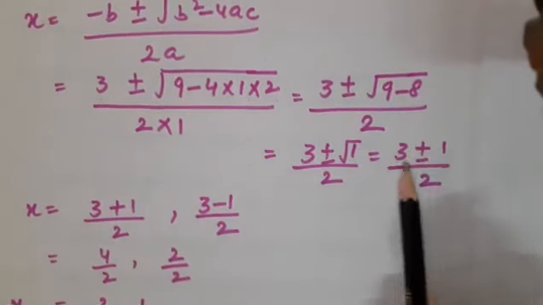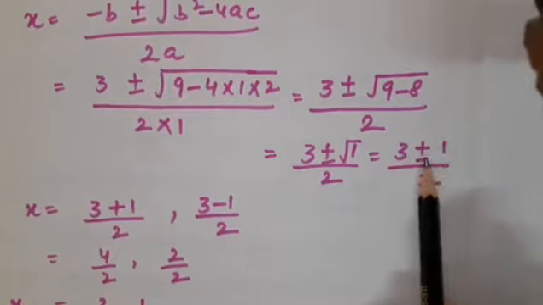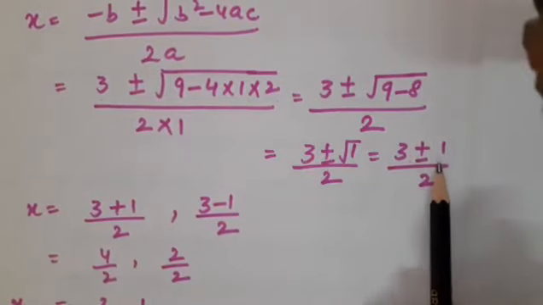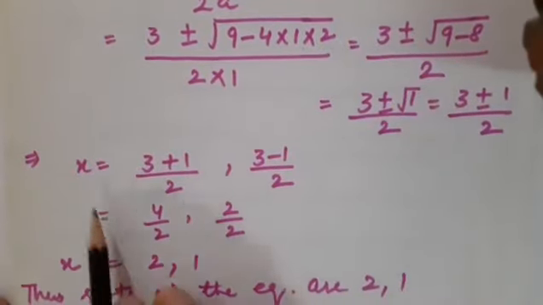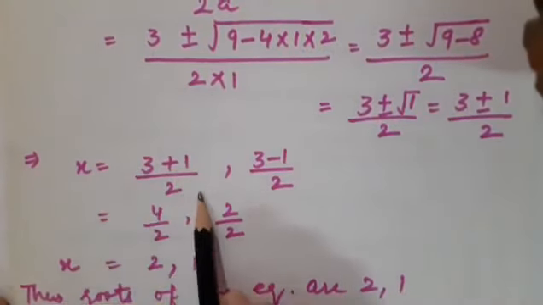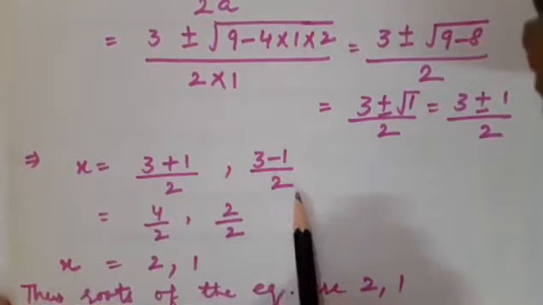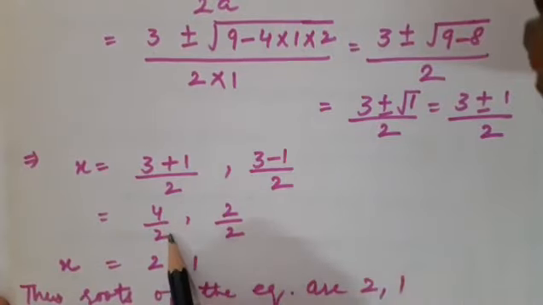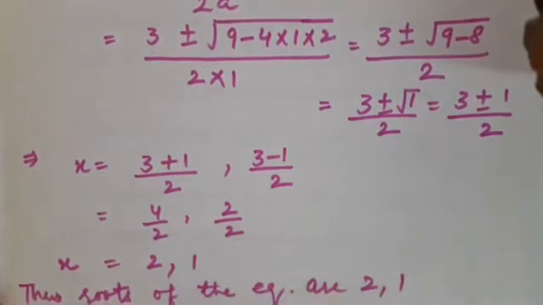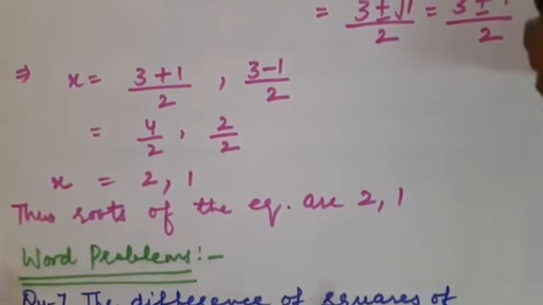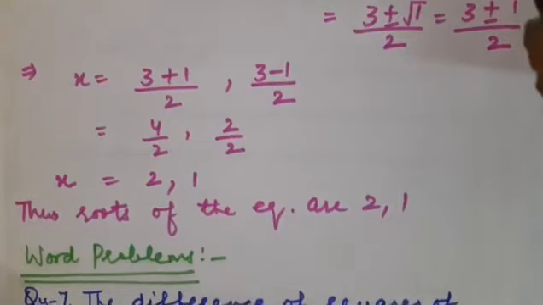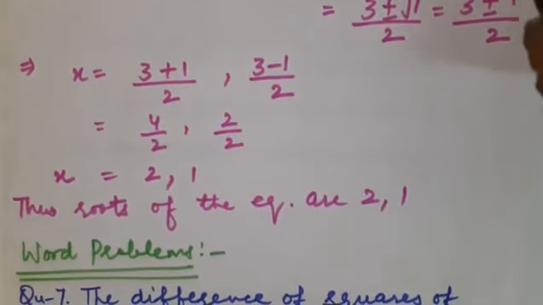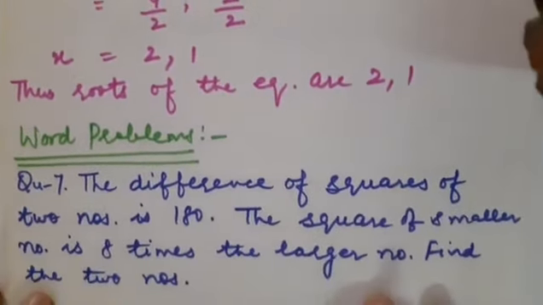First, at the numerator I have to take 3 plus 1 and another I have to take 3 minus 1, so that I can get two roots of the equation. So I have got x is equal to 3 plus 1 upon 2 and another one 3 minus 1 upon 2. That is 4 upon 2 and 2 upon 2. So what are the roots of the equation? That is 2 and 1. Correct, children? Now let us switch to the next topic, that is word problems.